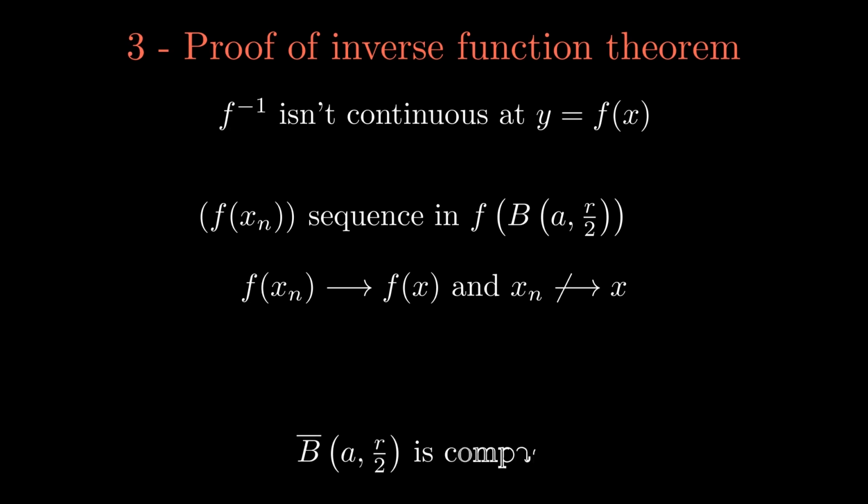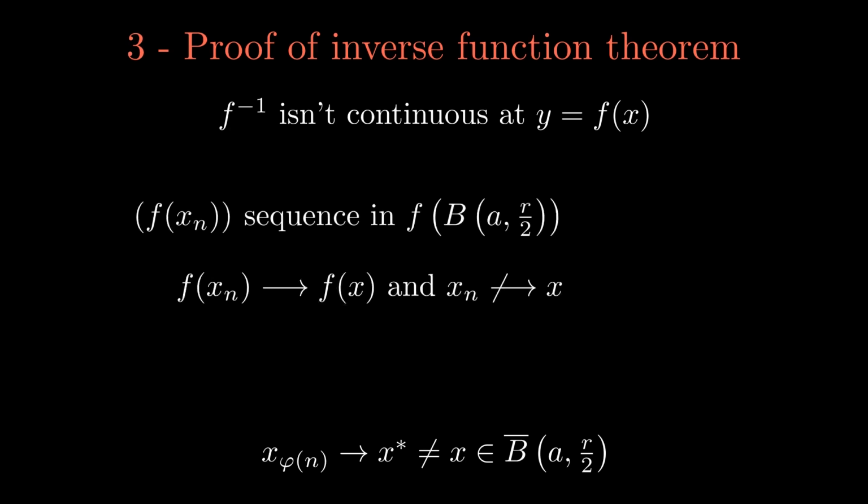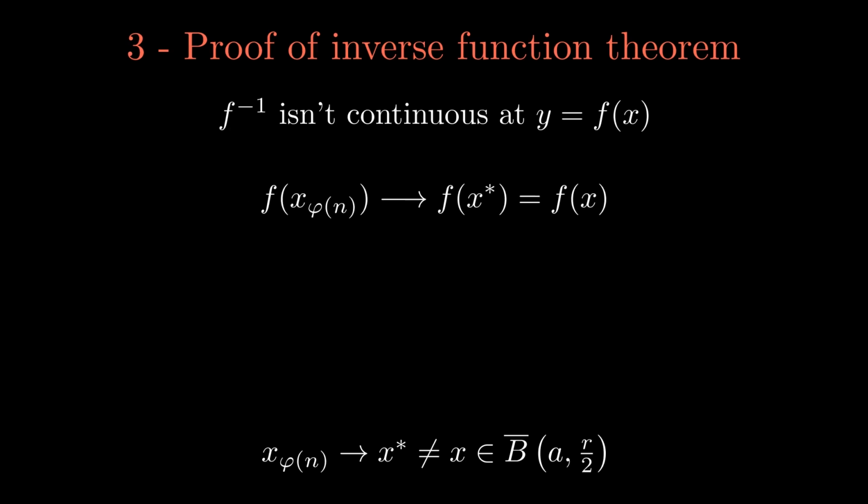But the closure of this ball is compact, being closed and bounded. We can then extract a converging subsequence from xn. Its limit will be different from x, because we assumed xn didn't converge to x. Now, the continuity of f gives us the following. We then get our contradiction.